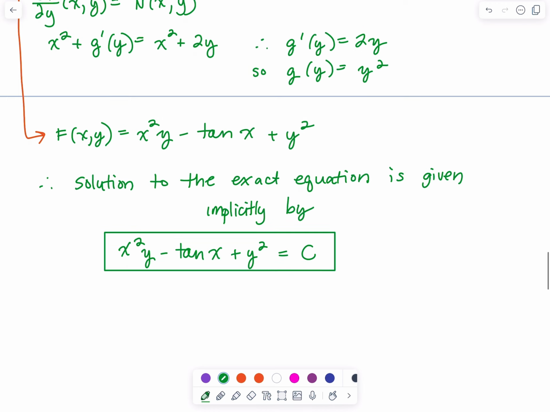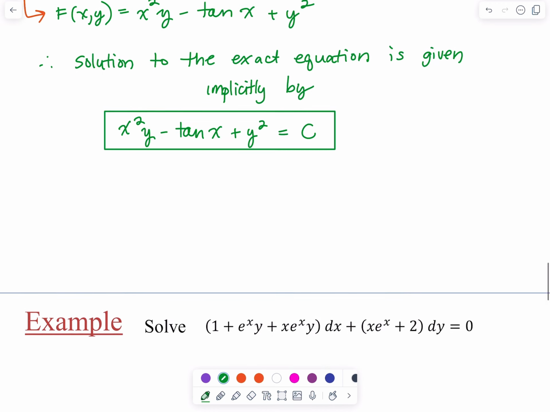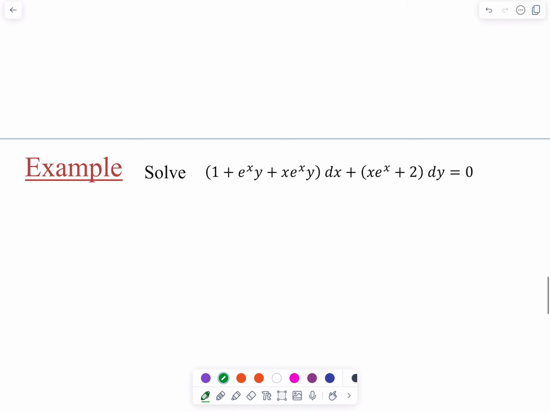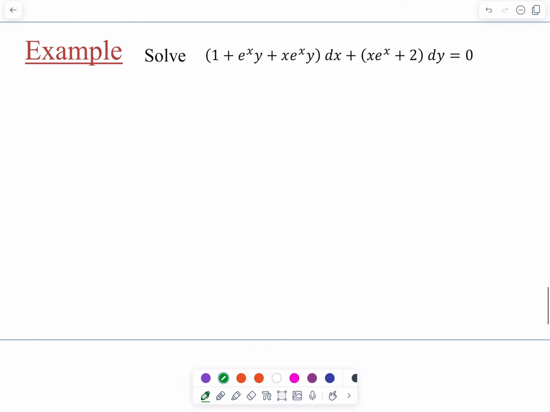Let's go ahead and try another example. As you can see, we are in differential form. And as you can see, here we have M, and here we have N.